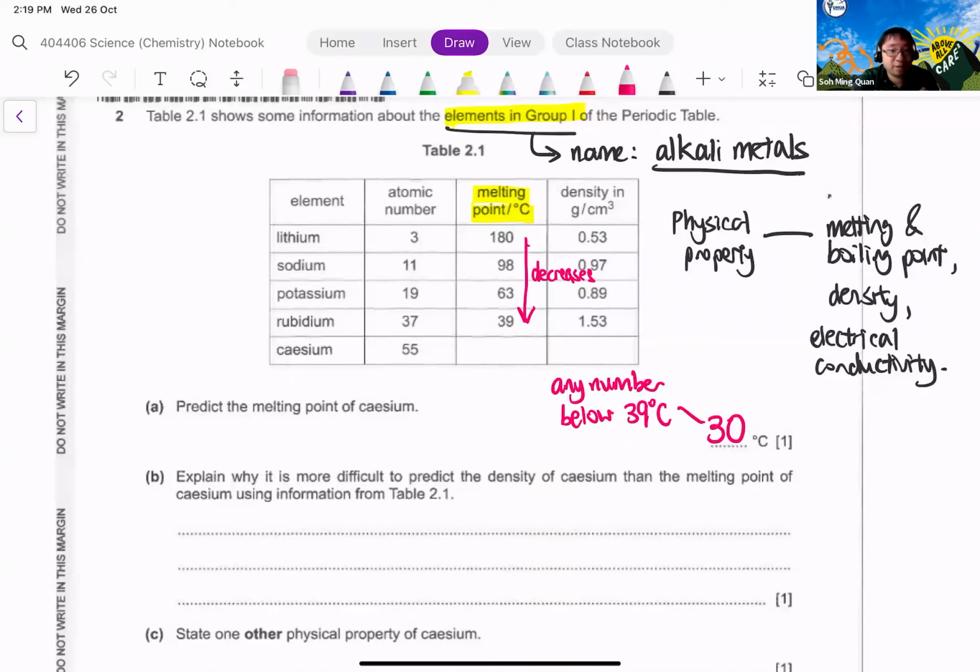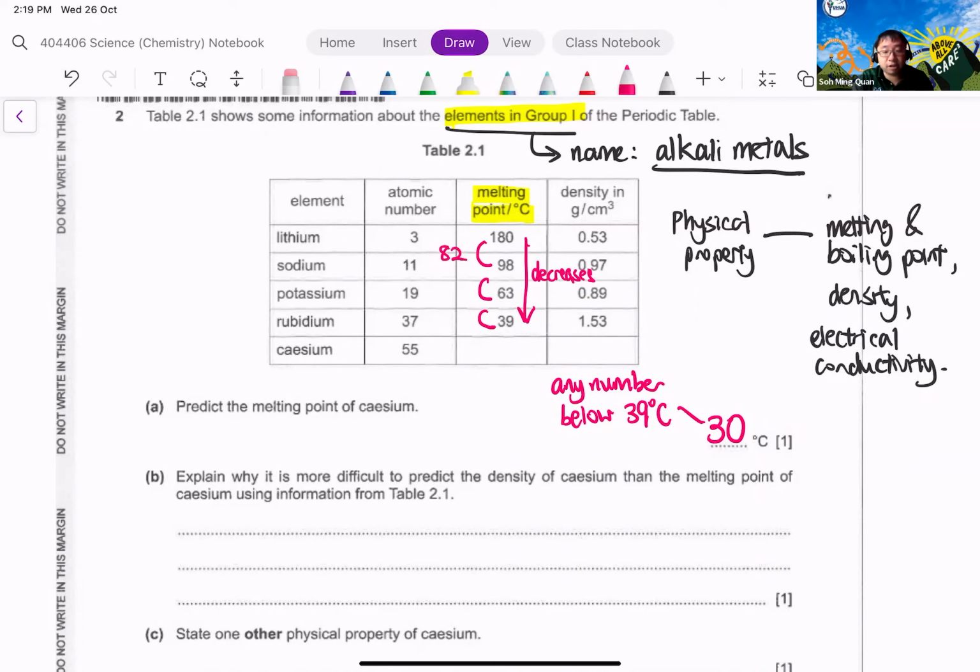Having said that, a good way to do this is number patterns. You realize that the difference between every single number gets smaller and smaller. What do I mean? From 180 to 98, I'm using a calculator, you are going down by 82 degrees.